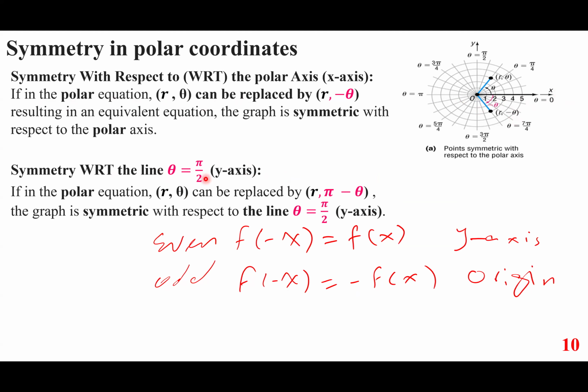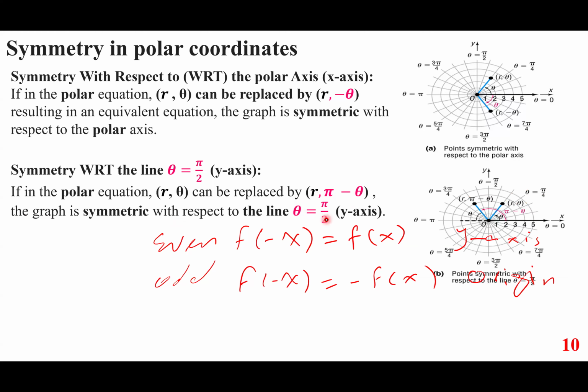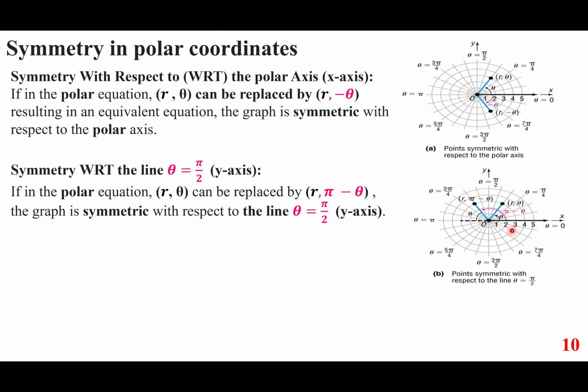Symmetry with respect to the line theta equals pi over 2. Theta equals pi over 2 is like the y-axis. If in the polar equation r comma theta can be replaced by r comma pi minus theta, the graph is symmetric with respect to the line theta equals pi over 2, or the y-axis. Let me erase my work. So as you can see here, this distance is theta, everybody. Okay, and this distance is theta. That means this is pi minus theta. That's why r comma theta and r comma pi minus theta are the same.